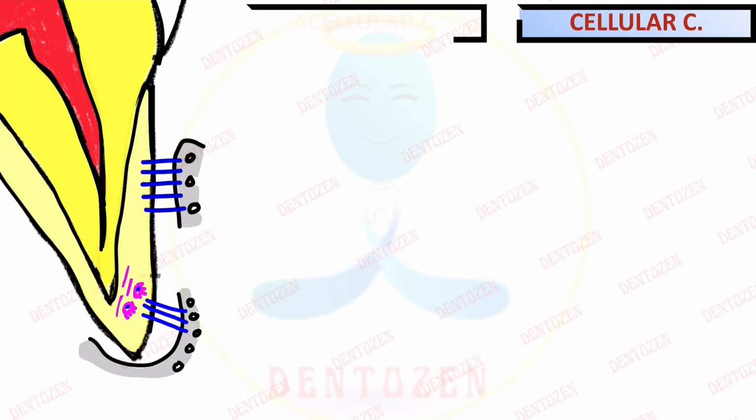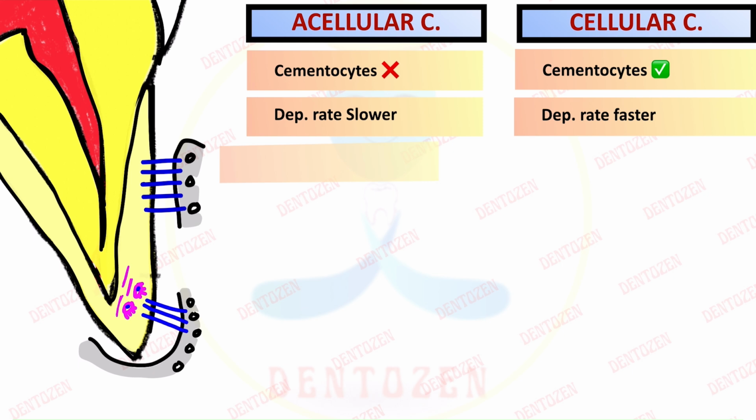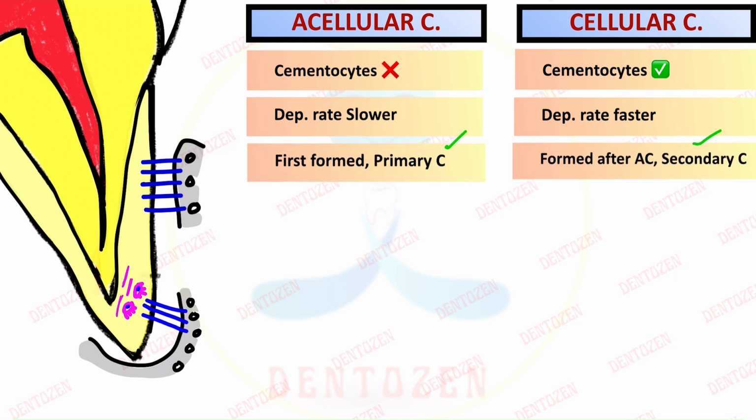You already know most of the differences. Acellular cementocytes are absent in cellular. Then acellular deposition rate is slower. It is rapid in cellular. Acellular is first formed, so it is called primary. Cellular is formed later, it is called secondary. Acellular is seen in the cervical third of the roots.